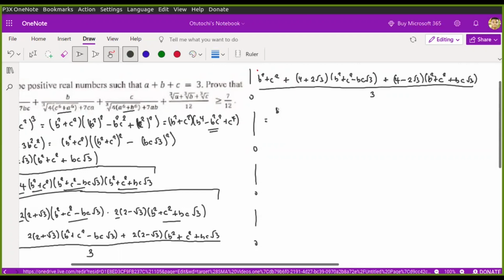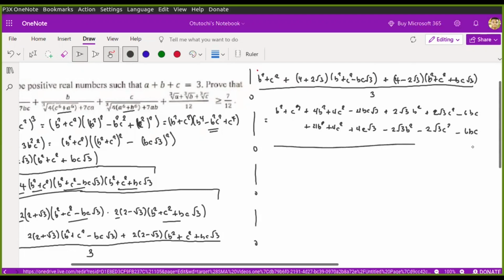And this is going to be equal to b squared plus c squared plus, we have 4b squared plus 4c squared minus 4bc root 3. We can already see from here that some things will cancel out. Plus 2 root 3 b squared plus 2 root 3 c squared. Then 2 root 3 times root 3 gives us 6, so that would be minus 6bc. Then of course we also have plus 4b squared again, plus 4c squared again. This time we have plus 4bc root 3, and then minus 2 root 3 b squared, minus 2 root 3 c squared, and minus 6bc again. So this is still all over 3.